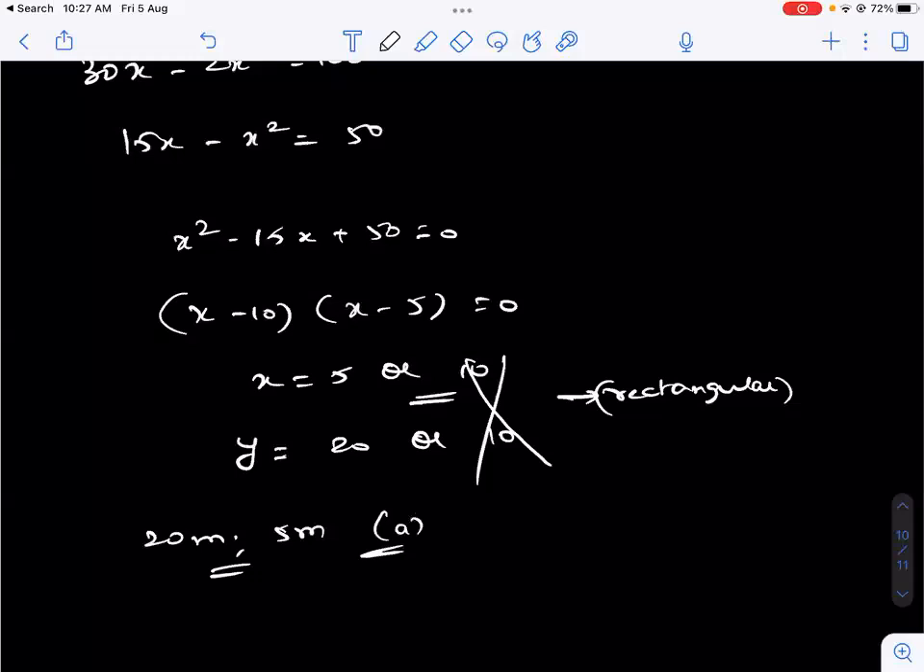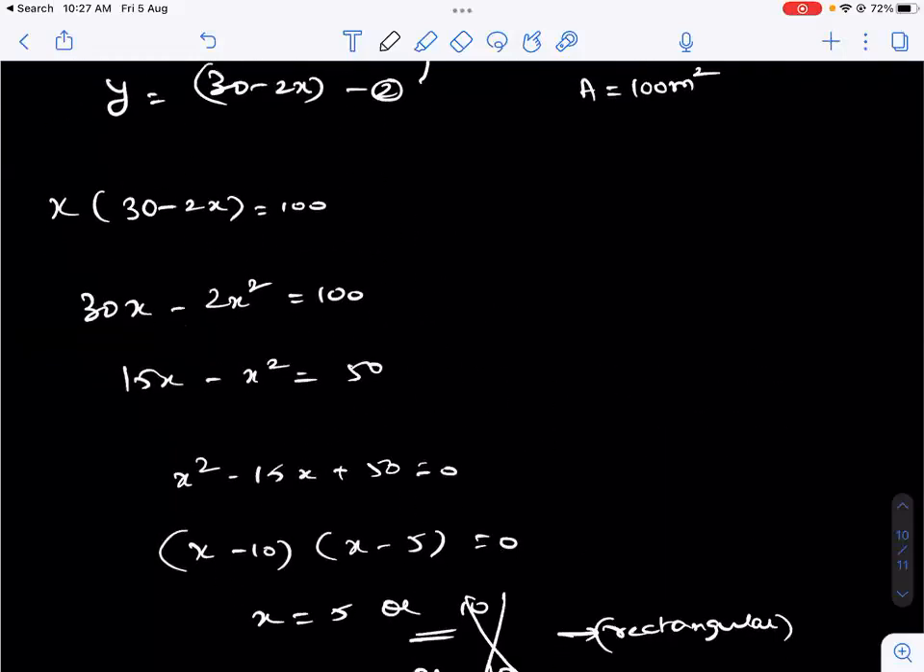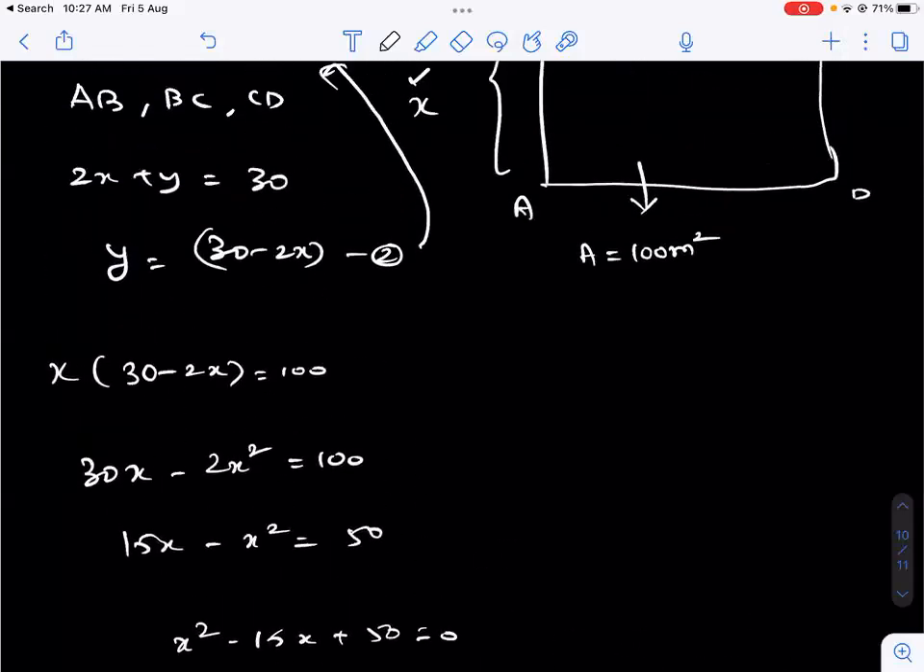Did you guys do these kind of problems or not? You've done it, no? Okay, then what is making you struggle in the problem? Did you understand how to frame the equation?